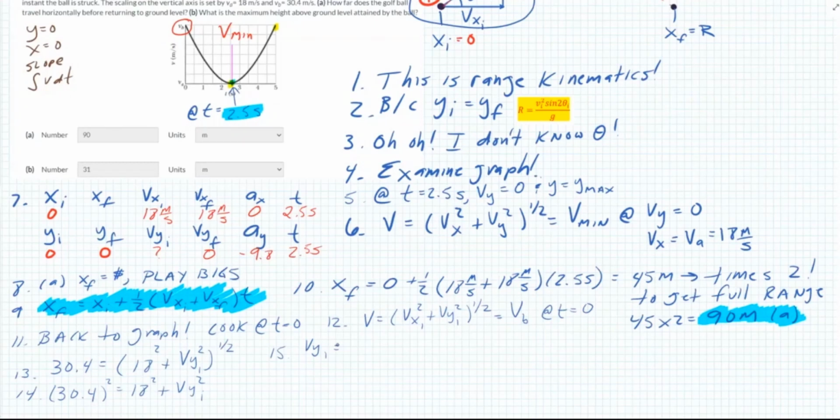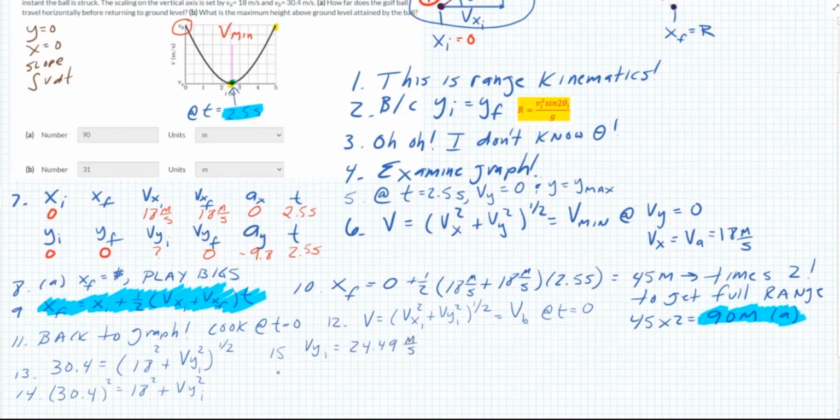30.4 squared plus 18, oops, sorry. 30.4 squared minus 18 squared, square root of that. Okay, so Vy initial for me, 24.49 and some change.